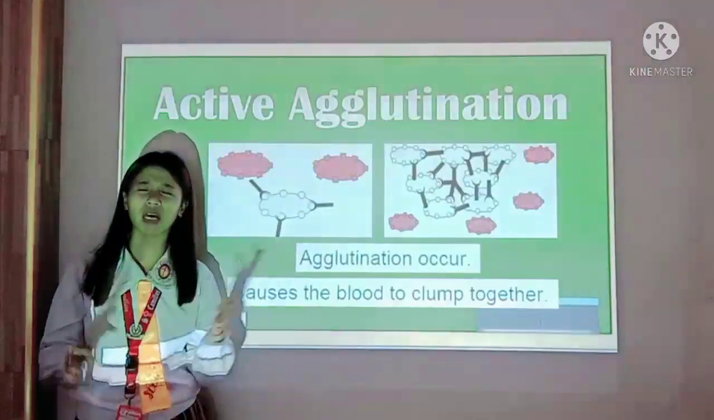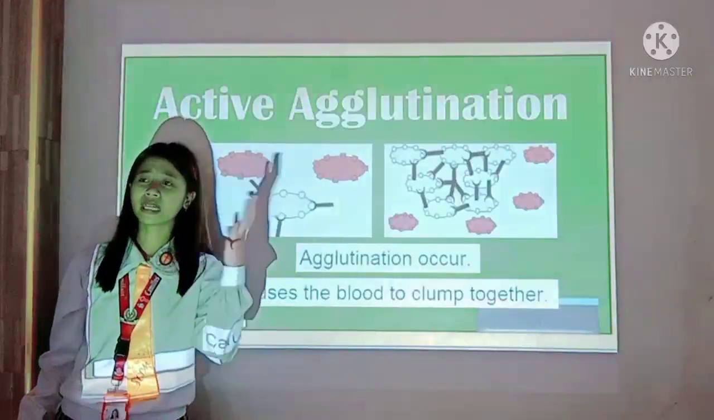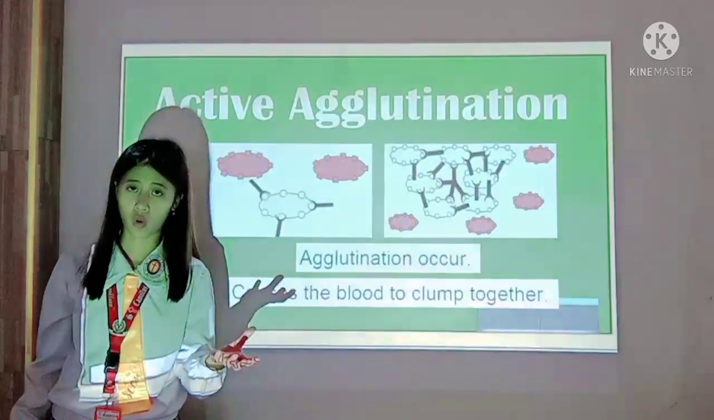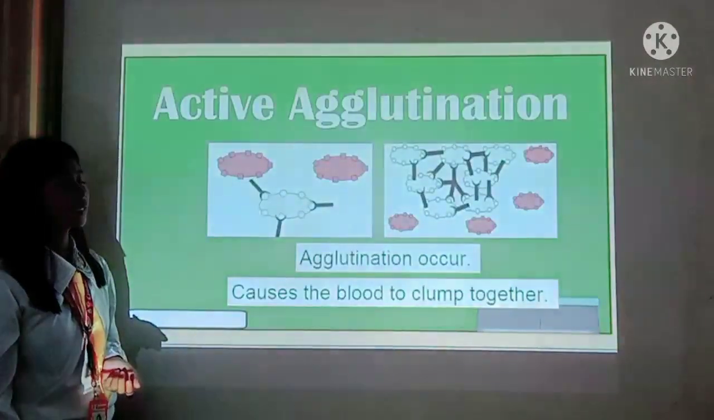Bakit nga ba nagkakaroon ng clumping? Kadalasan, because of blood transfusion also. Okay? Alright. Next.